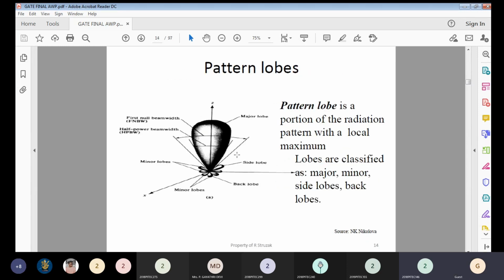Okay, and also we discussed the pattern lobes. A pattern lobe is a portion of the radiation pattern with a local maximum. Lobes are classified as major lobe, minor lobe, side lobe, and back lobe. Okay, major lobe, minor lobe, side lobe, and back lobe. Generally, side lobe and back lobe are called minor lobes. We have the major lobe, which occupies the major area in the graphical pattern, and that is called the major lobe. And for the minor lobe, we can have the side lobes and back lobes.